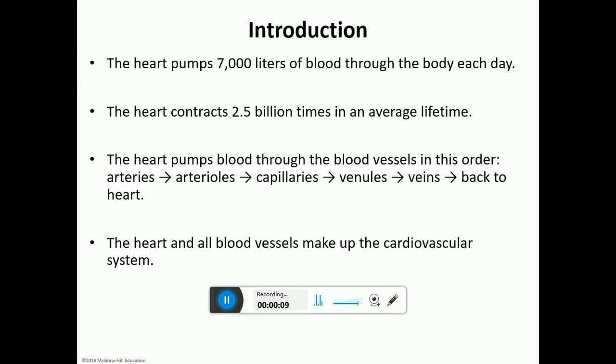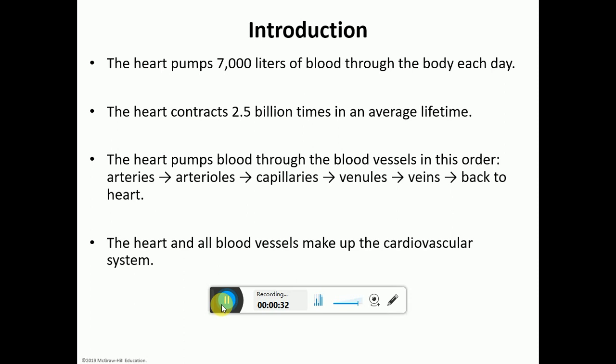So a little intro is that the heart pumps out 7,000 liters of blood throughout the day. Know that we only have 5 liters of blood though, so you guys can do the math on how many times those 5 liters is circulated throughout the system. On an average lifetime, which is somewhere in the 70s, the heart contracts about 2.5 billion times.